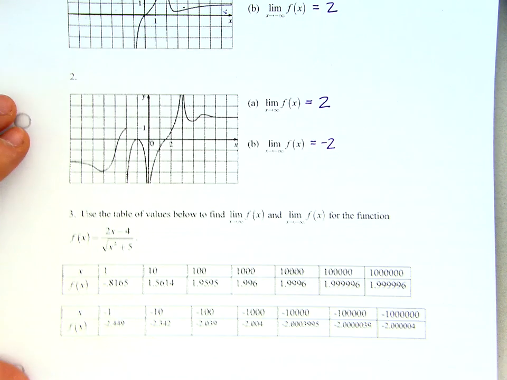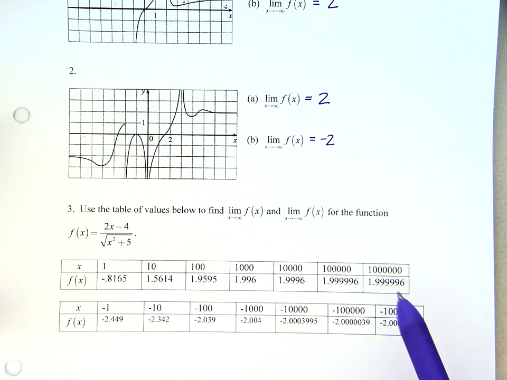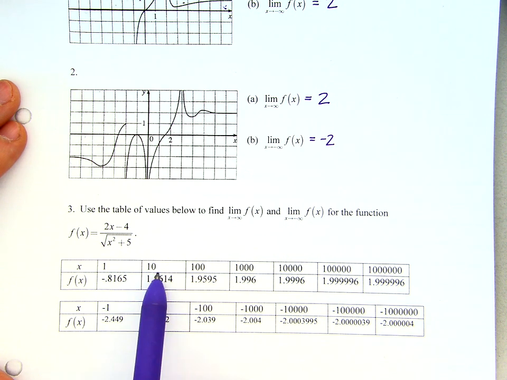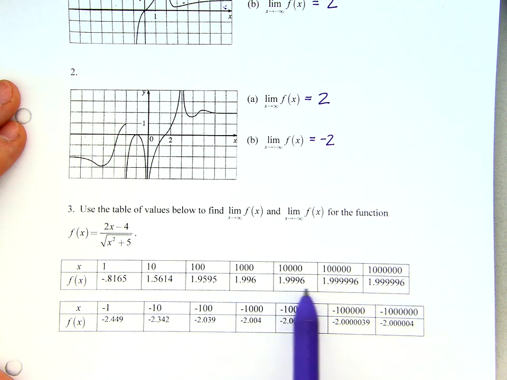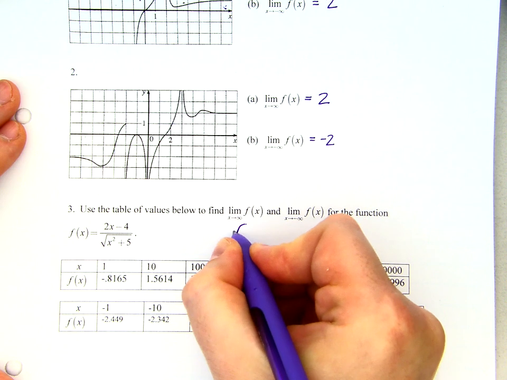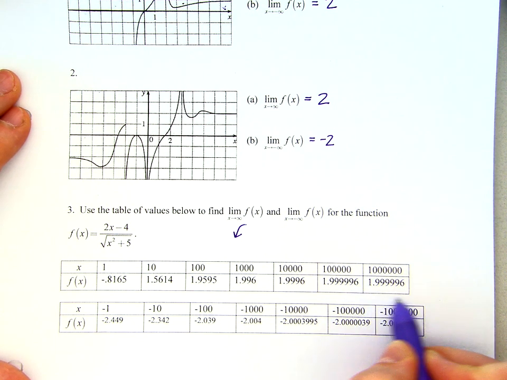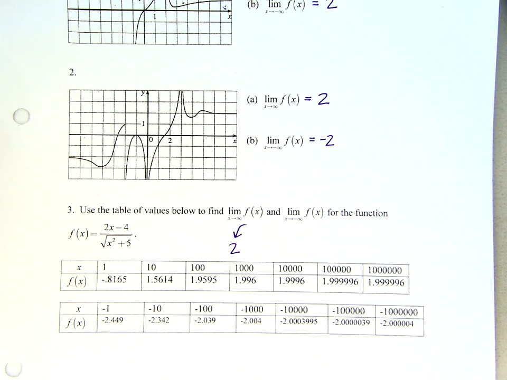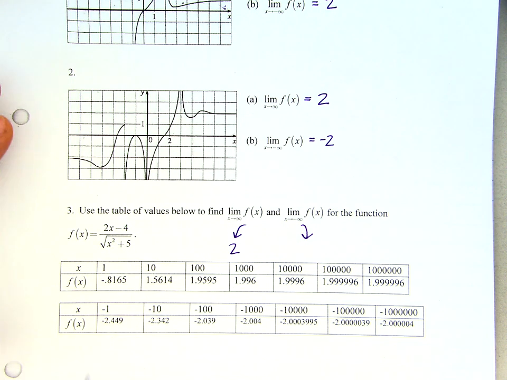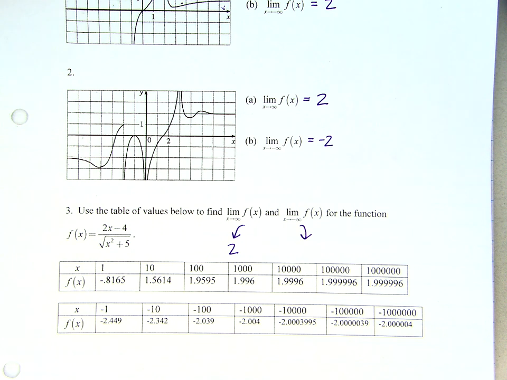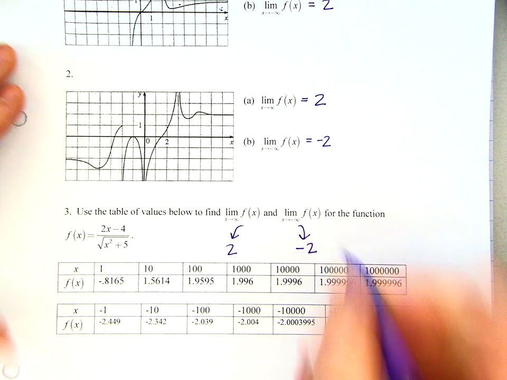The table of values, this is a different table than how we usually look at these things. I'm trying to show you as x goes from 1 to 10 to 100 to 1,000 to 10,000, as the x's are getting bigger and bigger, you notice the y's seem to be leveling out. What did you say for the limit as x approaches infinity? Looks to me like those y's are leveling out at about 2. And the limit as x approaches negative infinity, looks like those are getting close to negative 2.